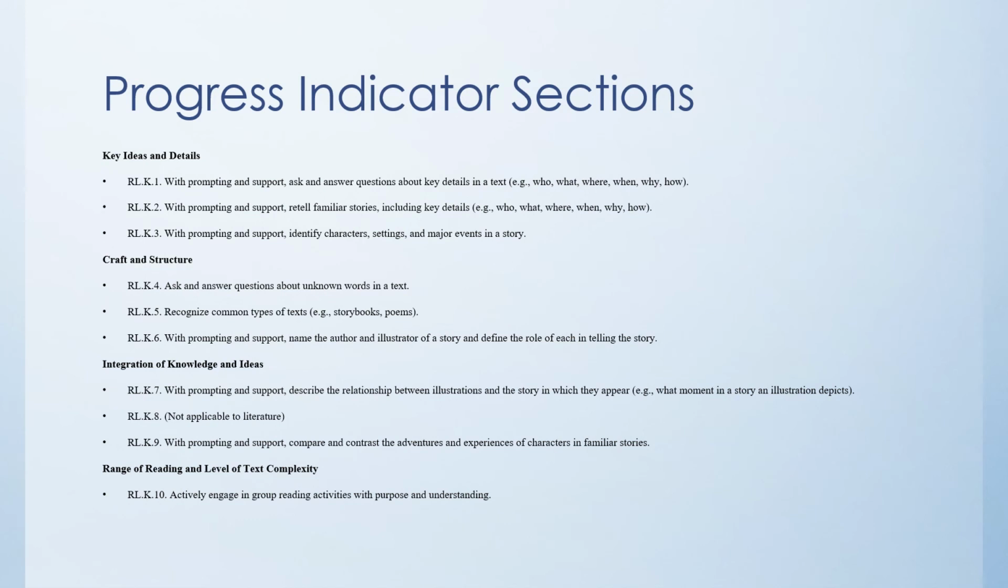There are different sections, so these progress indicators are actually grouped together. So you'll see when you look at the standards, there are these headings, and the headings, again, group things together. So there are 3 standards that deal with key ideas and details in the reading literature standard. Then there are 3 that deal with craft and structure. There are 3 that deal with integration of knowledge and ideas. And then there's 1 that's the range of reading. So each of the standards have these subheadings, so you can see how the standards are grouped.